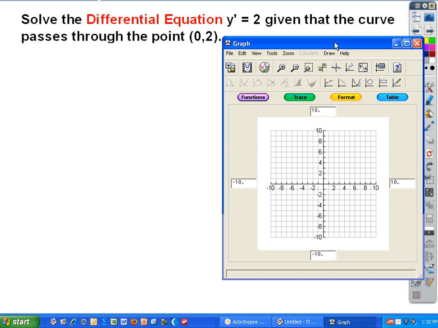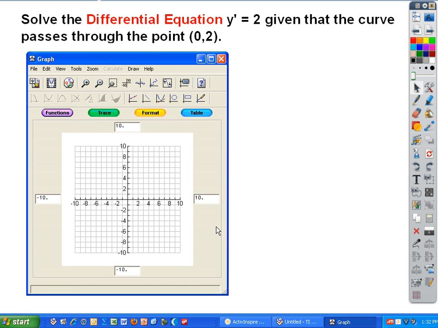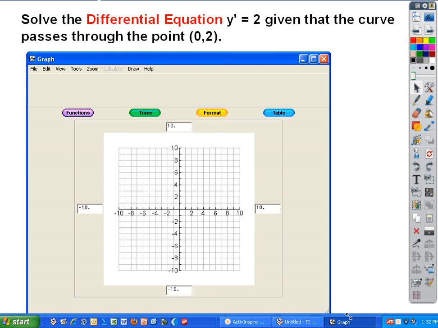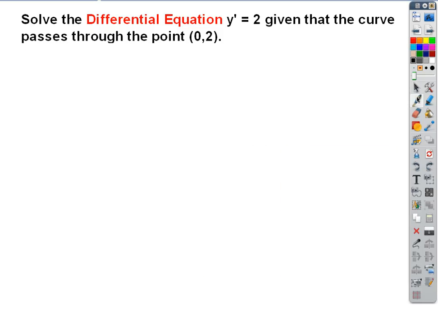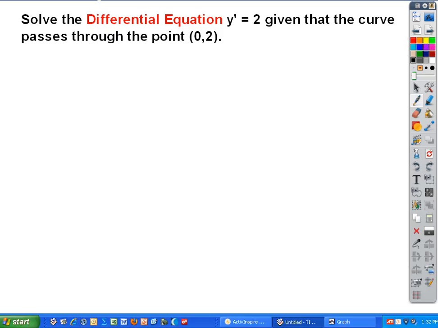Okay, so let's look at this then. What if we've got... We said that the answer was y equals x squared plus c, right?